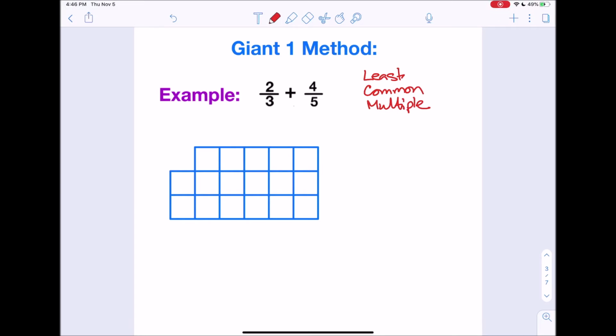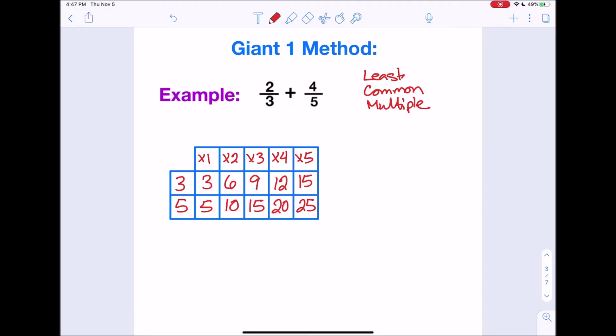And the way I like to do it is I draw my little table, okay? And multiples would be times 1, times 2, times 3, times 4, times 5, okay? And we're going to do that for 3 and 5. So 3 times 1 is 3, 3 times 2 is 6, 3 times 3 is 9, 3 times 4 is 12, 3 times 5 is 15. Then we do it for 5. 5 times 1 is 5, 5 times 2 is 10, 5 times 3 is 15, 20, and 25.